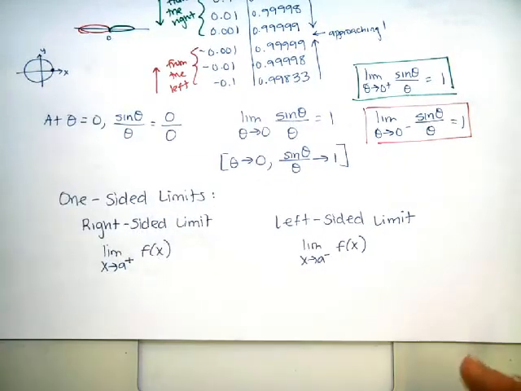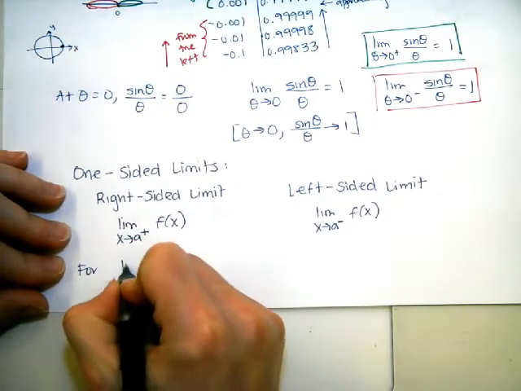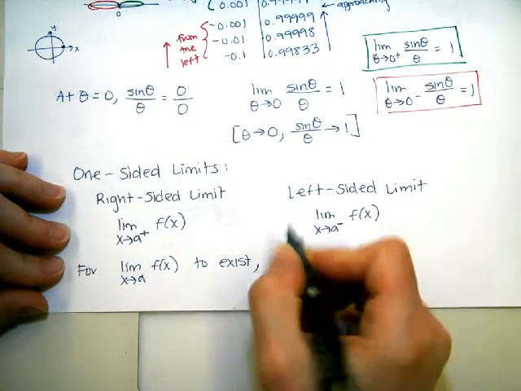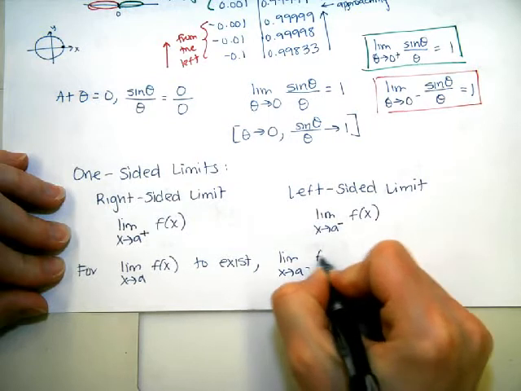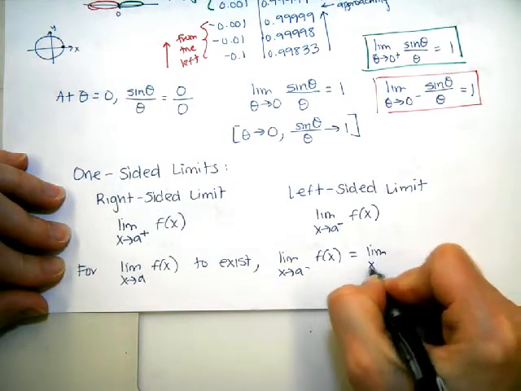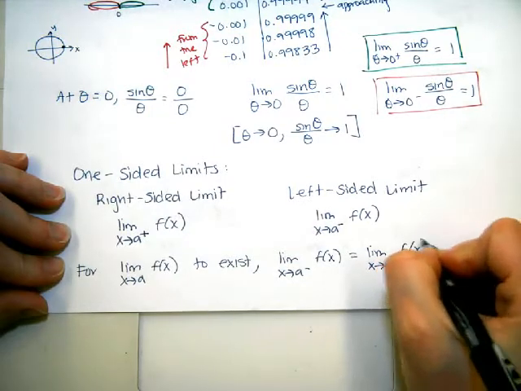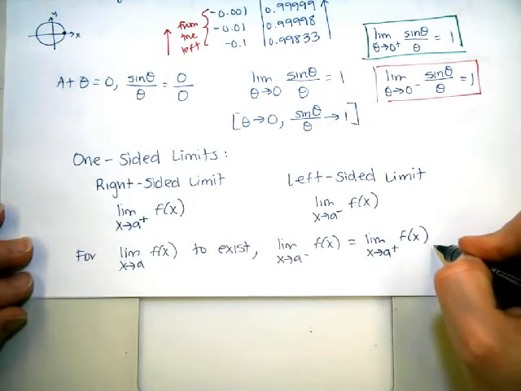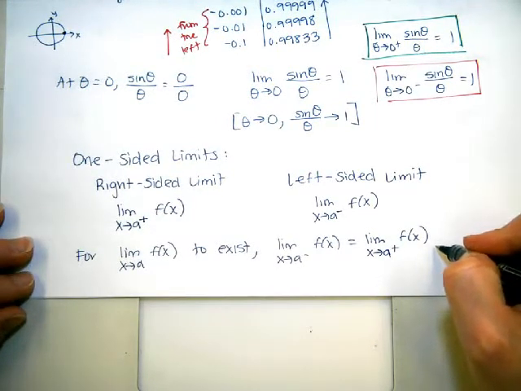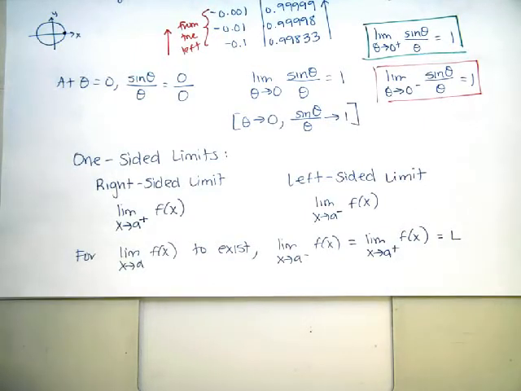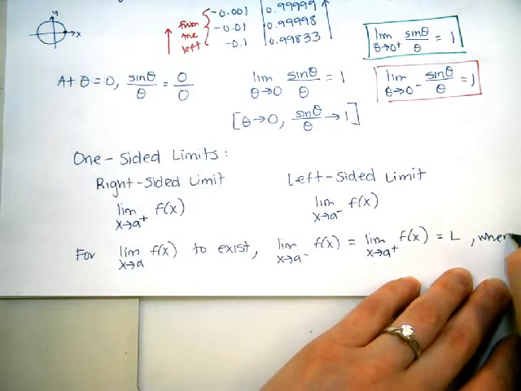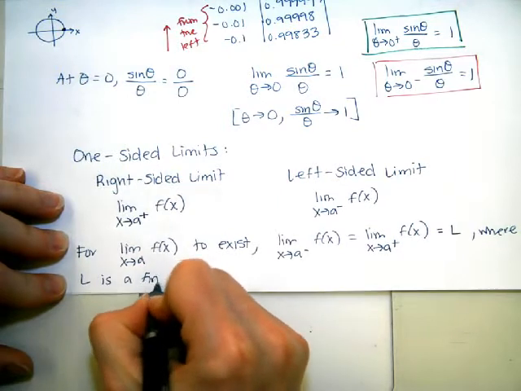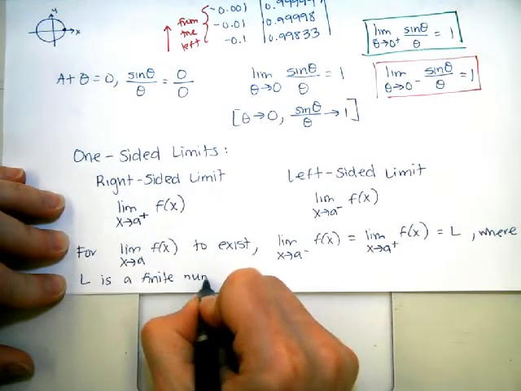So in order for the limit as x approaches a of f of x to exist, we must have the left-sided limit be equal to the right-sided limit. I'm going to write equals L, where L is a finite number. Sometimes we'll get to a situation where, and we'll do some more examples, maybe I'll come back to this after we have done an example where we don't seem to be approaching a finite number.